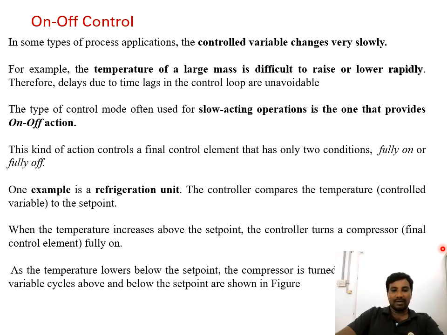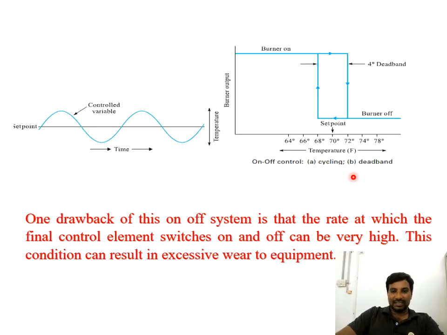So the controlled variable cycles above and below the set point, as you can see in the figure. When the temperature is above the set point, it is on, and below the set point, it is completely off. One of the drawbacks of this on-off system is that the rate at which the final control element switches on and off will be very, very high. This condition can result in excessive wear to the equipment.